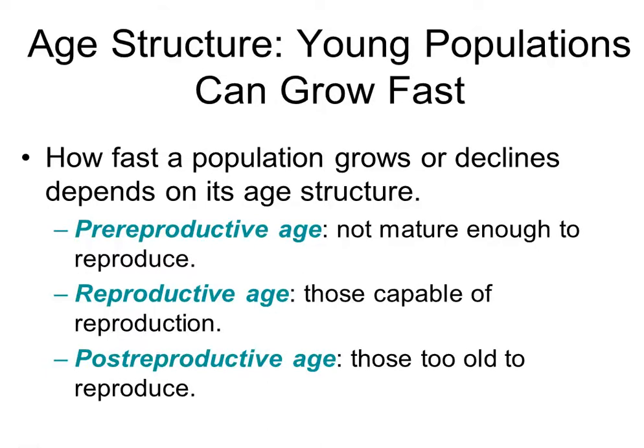Age structure determines how fast a population grows or declines. In other words, the more of a population that is at a reproductive age, the more potential it has for growing. And if it has many members in a post-reproductive age, then obviously the population would decline.